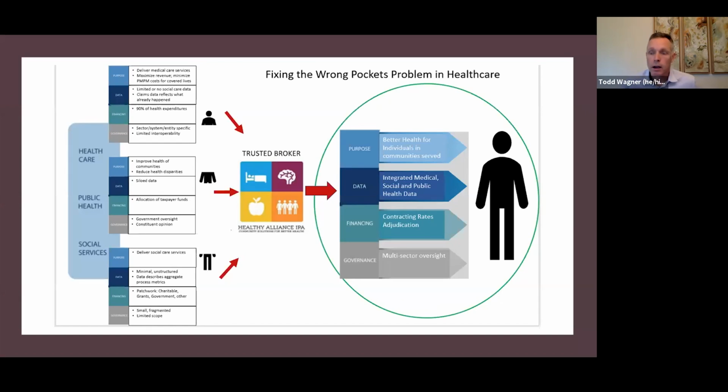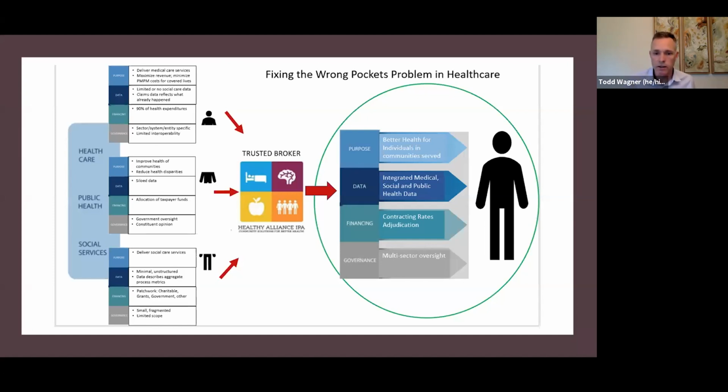So this is a diagram for a grant we just submitted last week. There is a group in New York known as Healthy Alliance. They are a trusted broker. They are trying to work across healthcare, public health, and social services to try to fix this wrong pockets problem. The specific question that we're addressing in the grant is, does Healthy Alliance improve access to these social determinants of health? Does it have a savings for healthcare? Are there spillover effects that would help healthcare, such that the groups can come back together and say there's actually a desire to keep this going because it helps us?